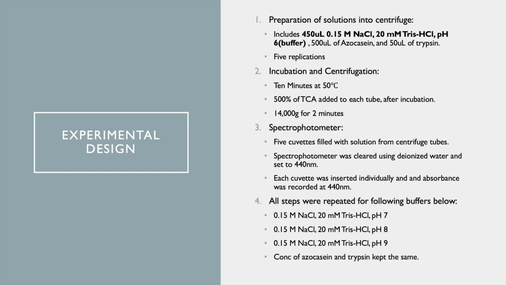After this whole procedure was done, it was done 3 more times for buffers at pH 7, pH 8, and pH 9. The only thing that changed in the procedure was the buffers. The azocasin was kept the same at 500 microliters, and the enzyme trypsin was kept the same at 50 microliters.